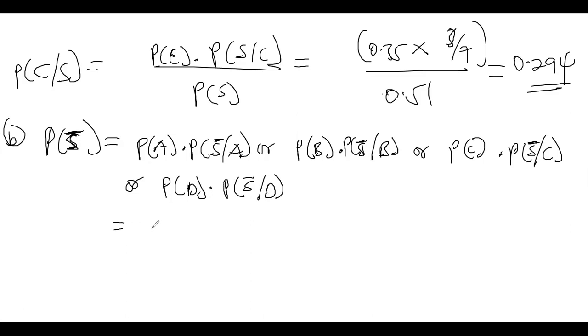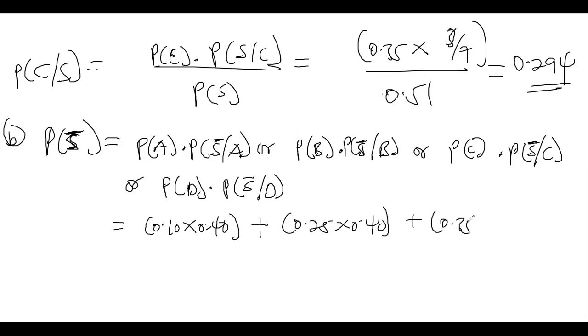So essentially, per calculation, this will give us 0.10 times 0.40 if you substitute the figures, plus 0.25 times 0.40 plus 0.35 times 4/7 plus 0.30 times 0.50, and this should give us 0.49. Okay, so this is the total probability of not increasing share price.